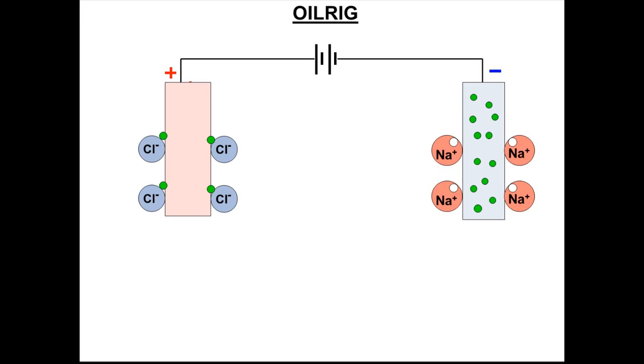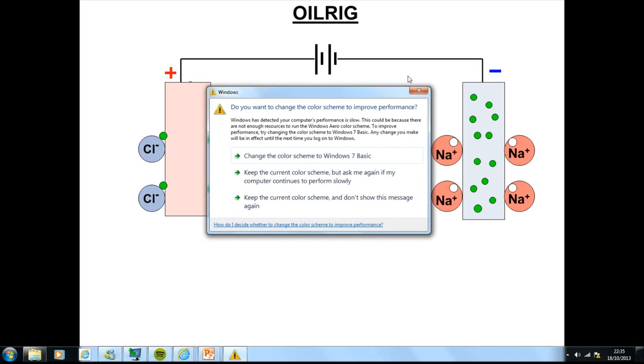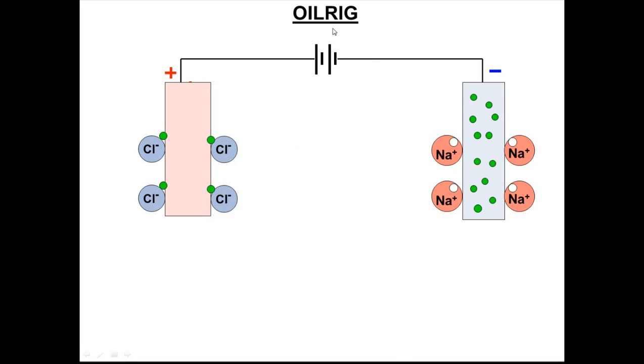Okay, so let's have a look at this OIL RIG thing we said we were going to come back to earlier on. OIL RIG, if you don't already know, is to do with oxidation and reduction. Oxidation is loss of electrons, and reduction is gain of electrons.